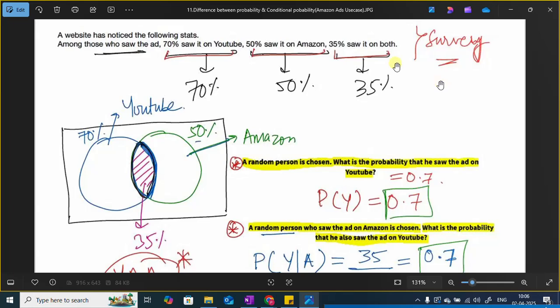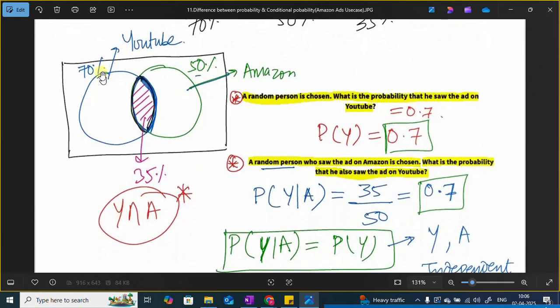Now it's telling 70% of people are seeing the ad on YouTube. Now I'm bringing in this blue color circle: 70% of people see the ad on YouTube. Okay, fantastic. Now I'm drawing this green color circle: 50% of the people seeing it on Amazon. So this belongs to Amazon, 50%. Fantastic. Now 35% saw it on both. This middle one, the pink color highlighted mark, I make it 35%. Clear, guys? Any doubts so far? So that is nothing but YouTube intersection Amazon. I mean both the people are looking into, right? YouTube intersection Amazon, that is 35%.